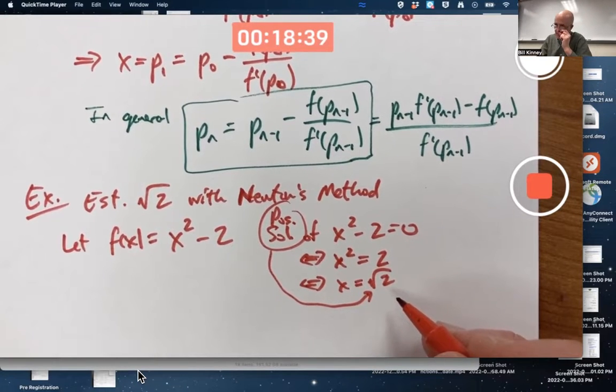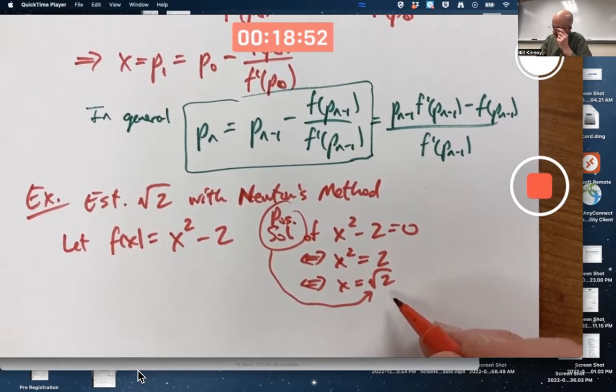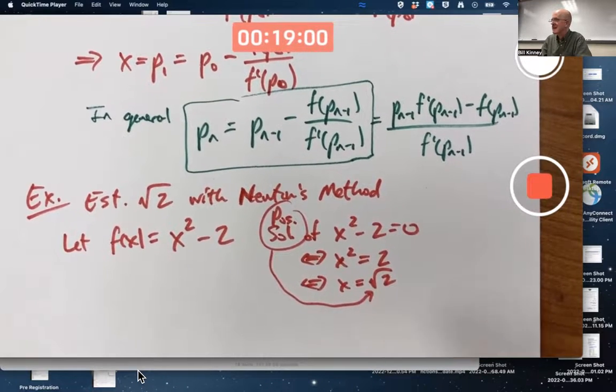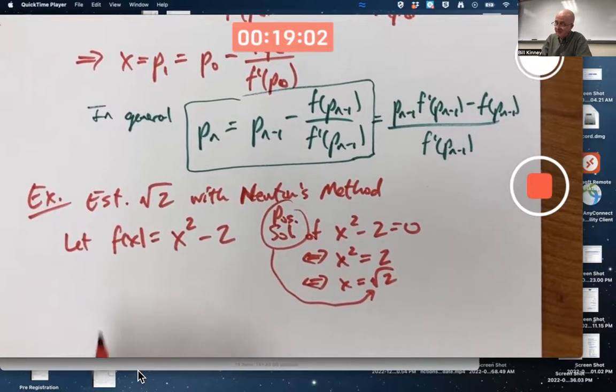Of course, we had to prove square root of 2 existed back a week and a half ago, or was it 2 weeks ago? I forgot. That required the intermediate value theorem, which in turn required understanding limits and continuity from real analysis. We didn't really prove it from scratch. So in doing this, we're assuming square root of 2 exists, and it does exist, okay?